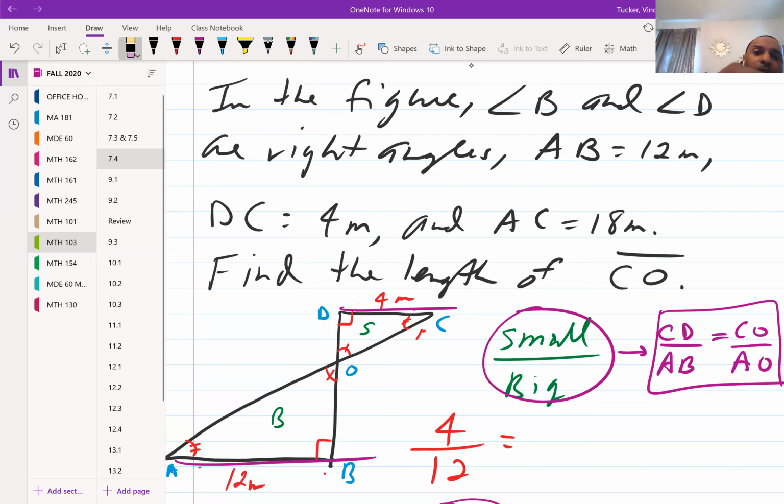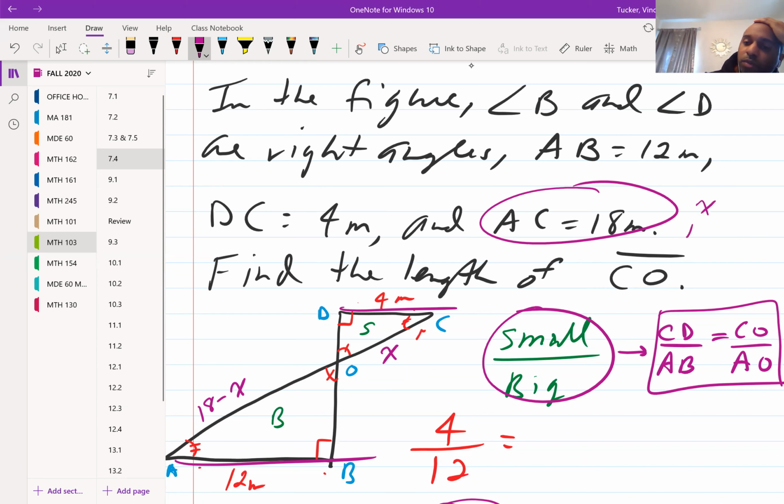So what we can do is let CO be equal to X. And if the whole thing is equal to 18, we can let this be 18 minus the X. So whenever you're given the total line like that, you can let one piece be X and then the other piece be the total minus that X. So 18 minus X. So that's why we would have X here and then 18 minus X on the bottom. Questions on that setup, make sure we're okay.